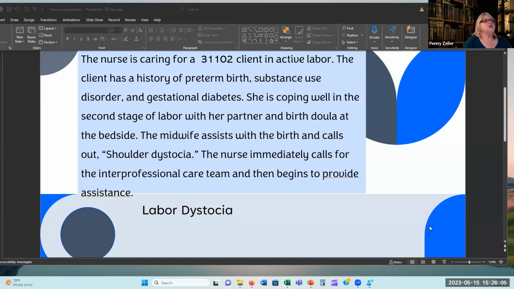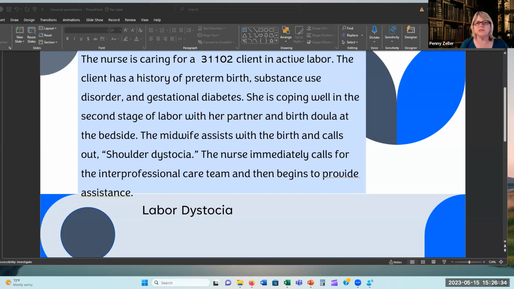She has a history of preterm, substance use disorder, and gestational diabetes. She's in labor now with her partners helping her and a doula, and a midwife comes in to assist as well, and she calls out shoulder dystocia. And the nurse immediately calls for the interprofessional care team and then begins to provide assistance.